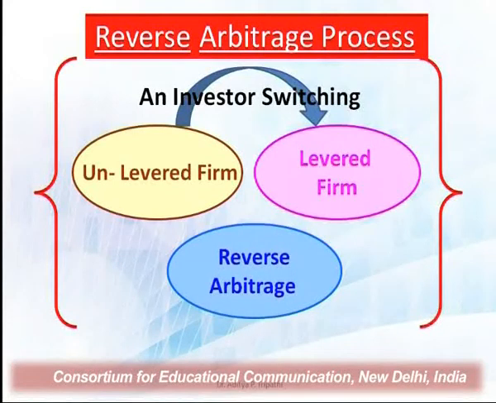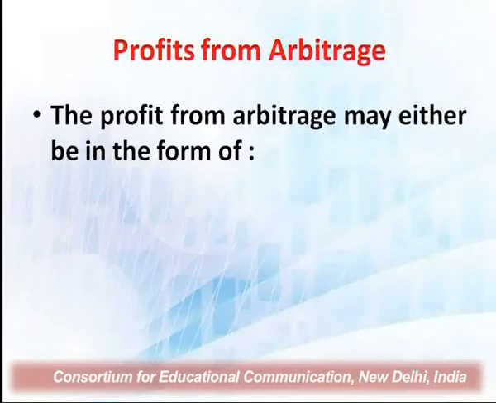So it is very simple to understand. Reverse of arbitrage is reverse arbitrage. So there are two types of firm, levered firm and unlevered firm. When you are switching from levered to unlevered, this is called arbitrage, and when you are going from unlevered to levered, that is called reverse arbitrage. So with this information in the background, now we can start understanding the arbitrage process.